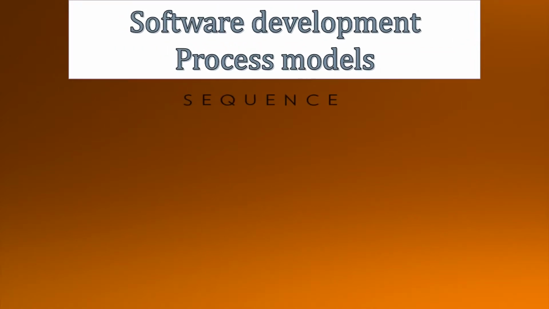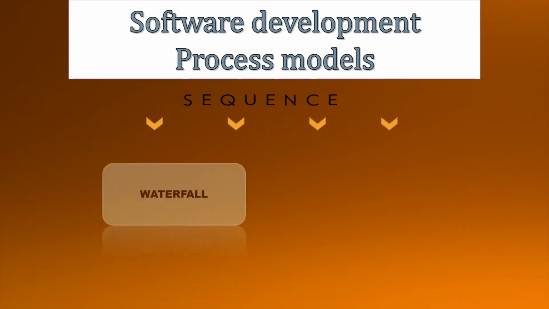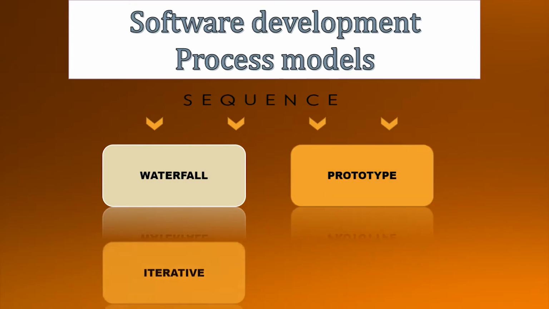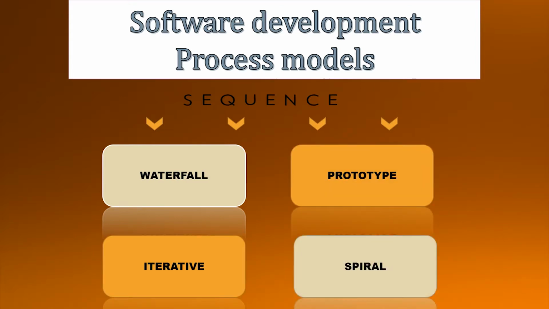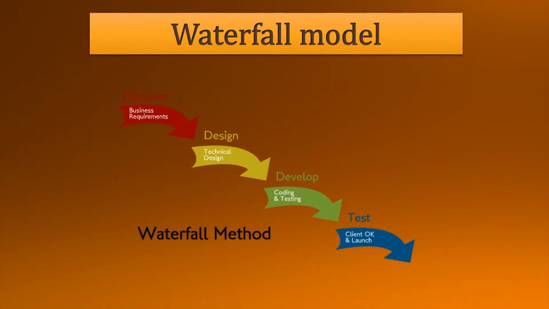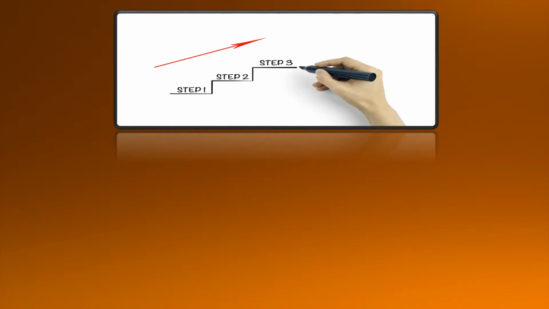Some of the most important and popular SDLC models which are being followed are Waterfall model, Prototype model, Iterative model, and Spiral model. Let's discuss Waterfall model in detail. It is the first process model that was used in the software development process. It is very simple to understand and use, as users have to follow the steps in sequence always.